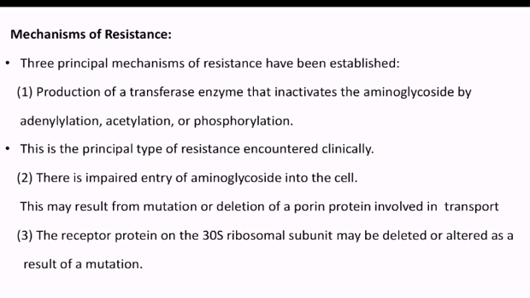Resistance can occur by 3 principal mechanisms. Number 1, production of transferase enzymes that inactivate an aminoglycoside by adenylation, acetylation, or phosphorylation. This is the principal type of resistance encountered clinically. Number 2, there is impaired entry of an aminoglycoside into the cell. This may result from a mutation or a deletion of a porin protein involved in the transport. Number 3, a receptor protein on the ribosomal subunit may be deleted or altered as a result of a mutation.